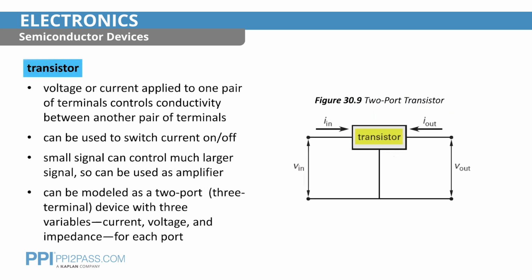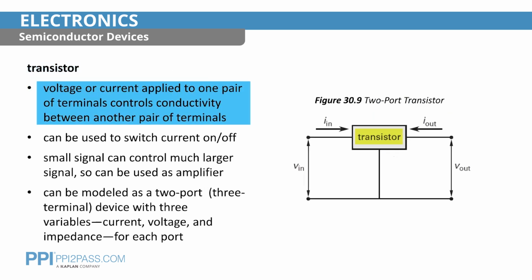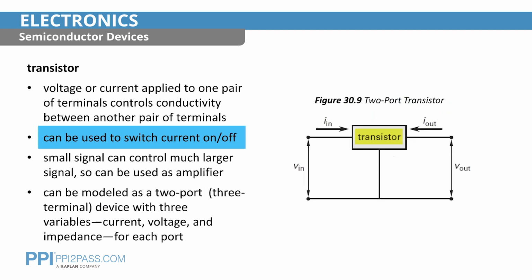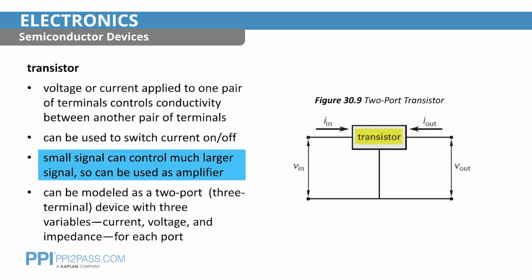Transistor. Voltage or current applied to one pair of terminals controls conductivity between another pair of terminals. It can be used to switch current on or off with a small signal, so a small signal or small current. A small current can control a much larger signal, so it can be used as an amplifier.